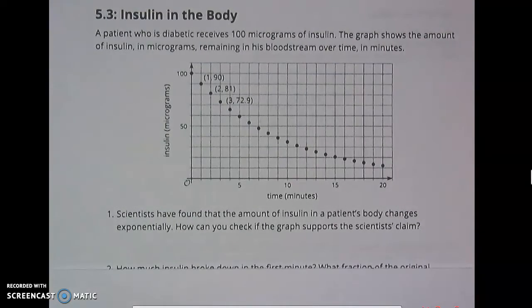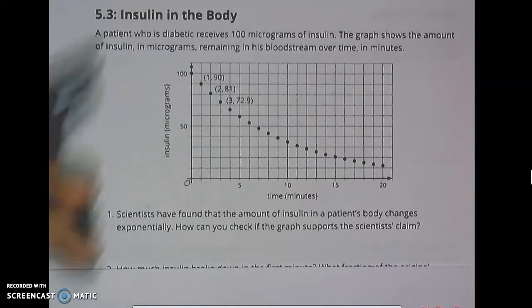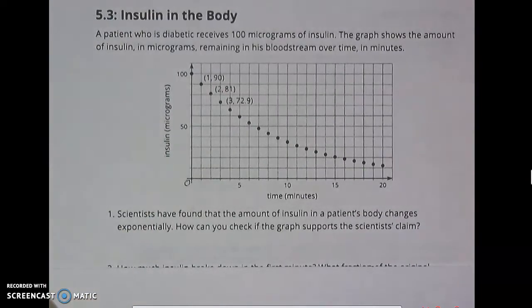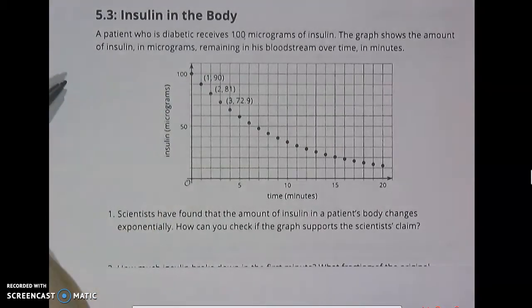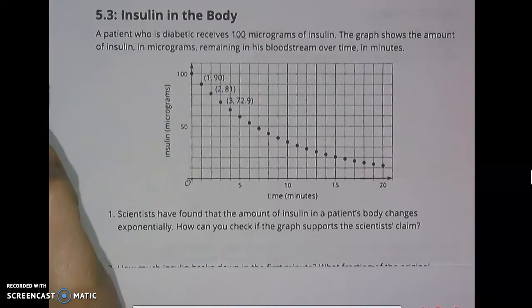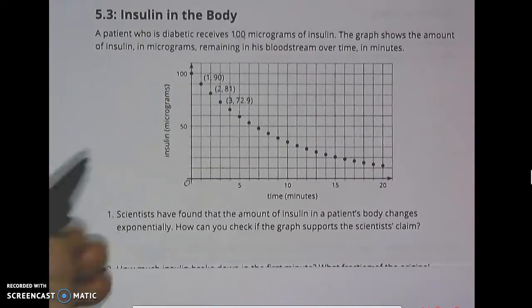So scientists have found that the amount of insulin in a patient's body changes exponentially. How can you check if the graph supports the scientist's claim? So it's exponentially, which means that it needs to be either multiplying by something each time or dividing by that same thing each time. So if we started at, how much did we start at? 100, we can see that there. We go from 100 to 90. So how much has changed? Well, I guess we don't necessarily have to figure that much out yet. It just says, how can you check?